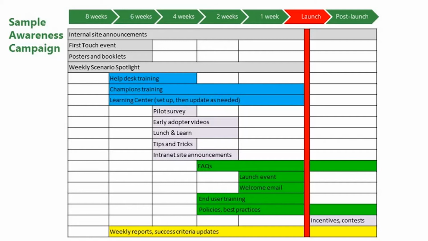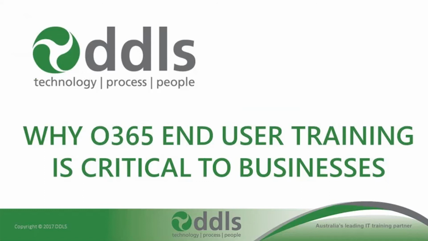End user training is also at this stage, and best practices and policies are always mentioned. Then the launch appears, and everybody is excited still, and incentives and contests arrive. So people get excited and move into the launch phase. Post-launch is where incentives and contests are reviewed and analysed. Why 365 end user training is critical to business, we'll see in the next slide.